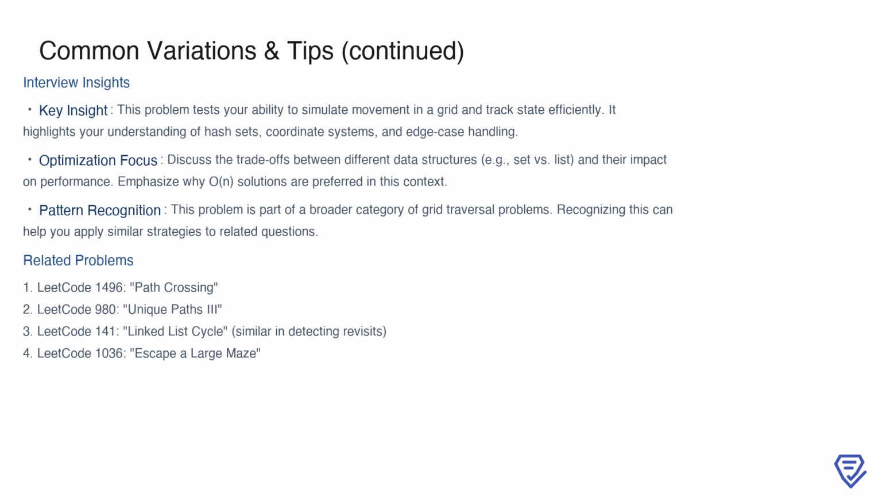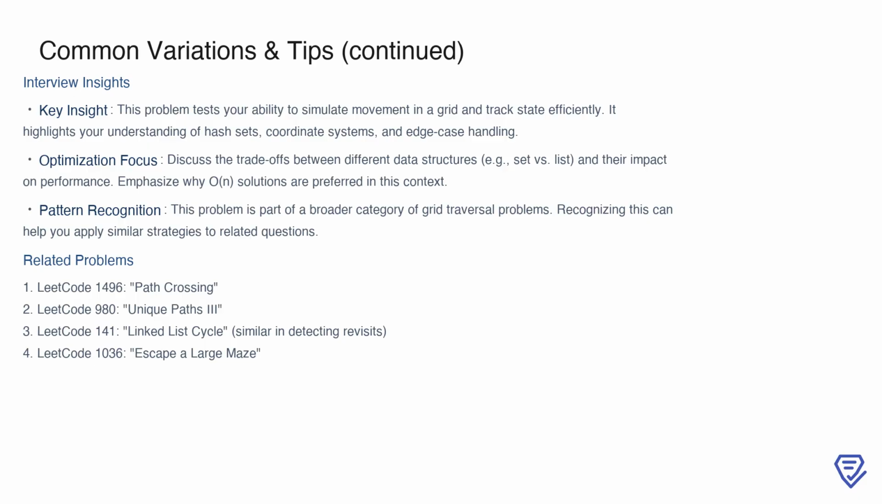One key optimization to discuss is the use of different data structures. For instance, comparing a set to a list highlights how a set's O(1) lookup time is far more efficient than a list's O(n) searches, especially as the input grows. This is why O(n) solutions are preferred here. Additionally, recognizing that this problem is part of a broader category of grid traversal problems can help you identify patterns. These strategies are transferable to similar questions, making it easier to approach related challenges.